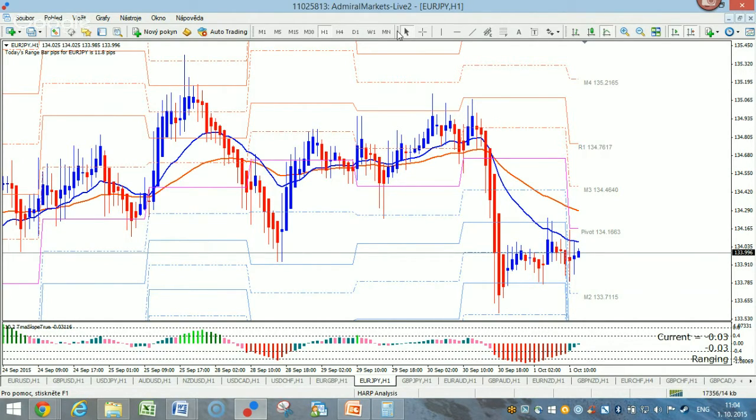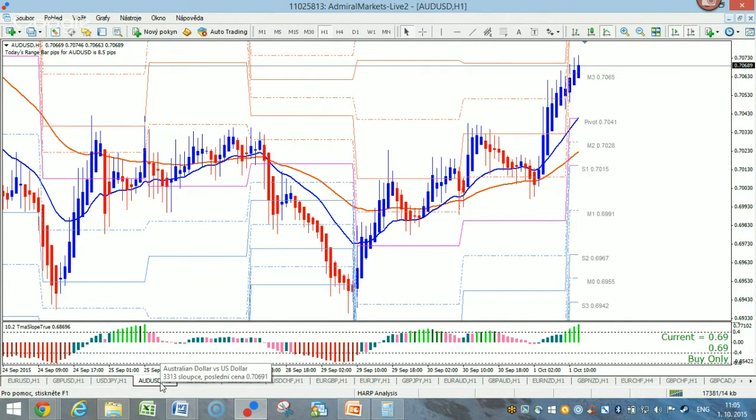Tomorrow is a special day because we will have NFP, but at this point we can try to search for some different setups. I'm in on Australian dollar currently. Chris will show you his screen now and explain why we are bullish, and then I will show you my live account trade on HARP swing for Australian dollar.